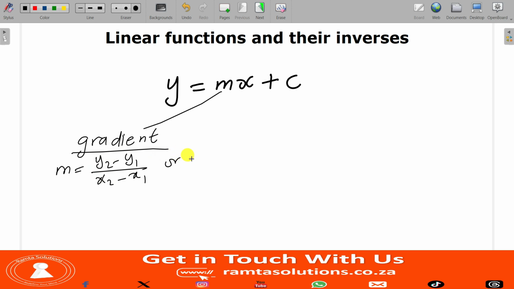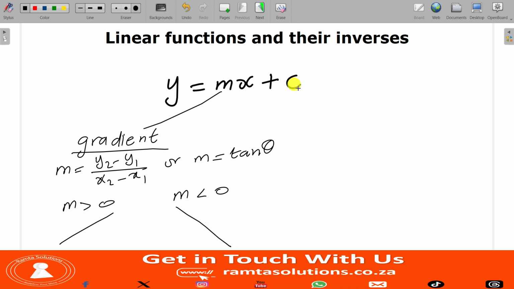Or you can use the angle of inclination, where the gradient is equal to tan theta, where theta is the angle of inclination between your graph and the x-axis. This is from grade 9, guys: when your gradient is positive, your line is increasing like this, and when your gradient is negative, your line is decreasing like this.